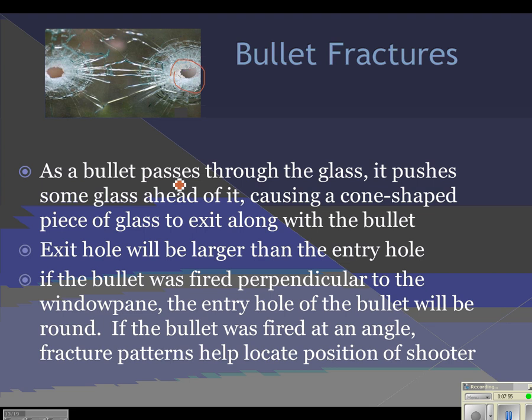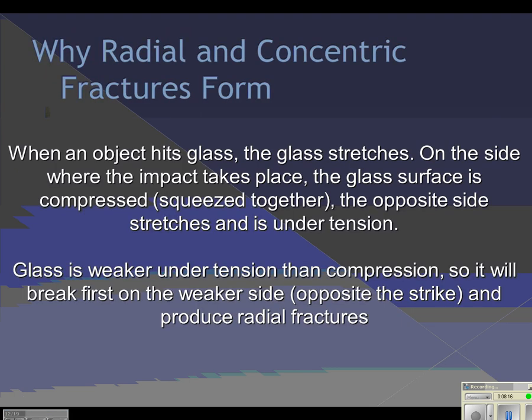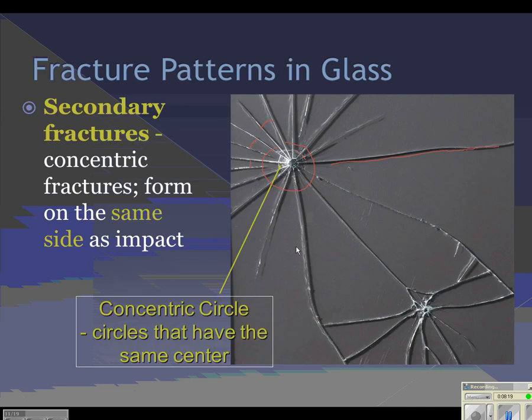If it were fired at an angle, we can help locate the position of the shooter that way because the hole will be elongated in one direction or another, right to left or left to right. We can also sequence the order of the bullet holes because of the radial cracks, which will terminate in one another. So if we go back, we can see that we have this nice long radial fracture, and then this radial line here stops at this fracture. That tells us that this crack happened first, that impact, and then this one happened second.